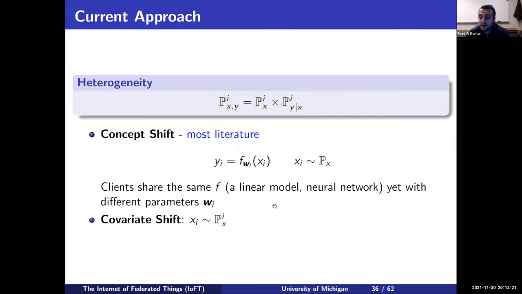Another key question, which is still an open question, is how to handle a covariate shift, or a shift in the marginal distribution over X. In reality, in many situations, the input can be different across different clients. For example, in the case of 3D printers, different clients can see completely different defects. How can we learn across such a situation? How can we collaboratively borrow strength from each other? That's still a very challenging question.